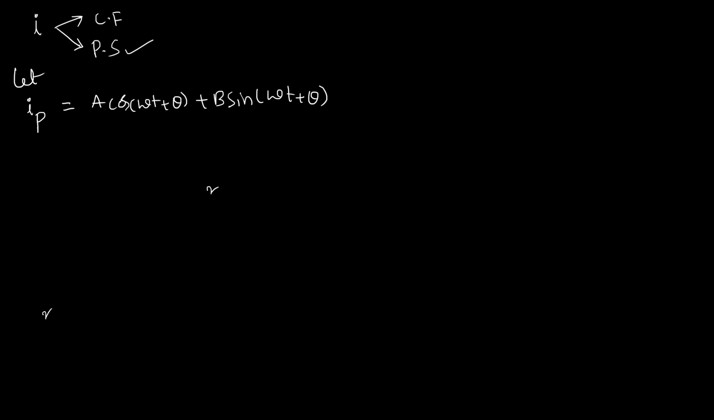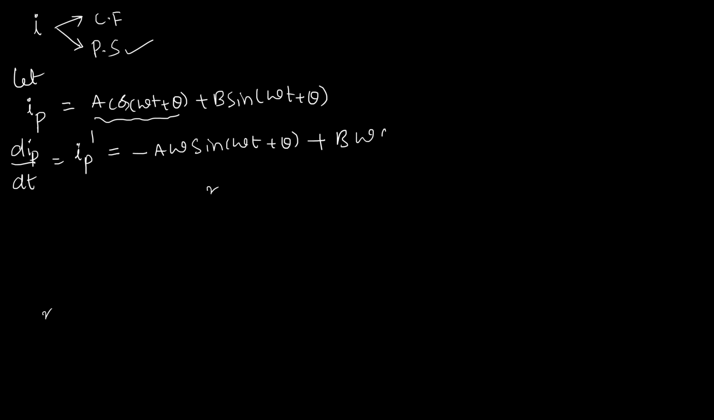Okay, so later we are going to use the first and second derivatives of this current expression. So here I'm taking dip by dt, let us call it ip prime. For cos, the derivative is minus sine, so we get minus a omega sine(omega t plus theta) plus b omega cos(omega t plus theta). This is the first derivative. You can call it equation 2 and the earlier one equation 3.